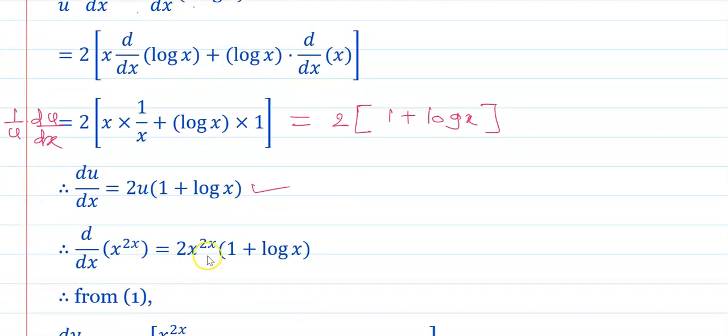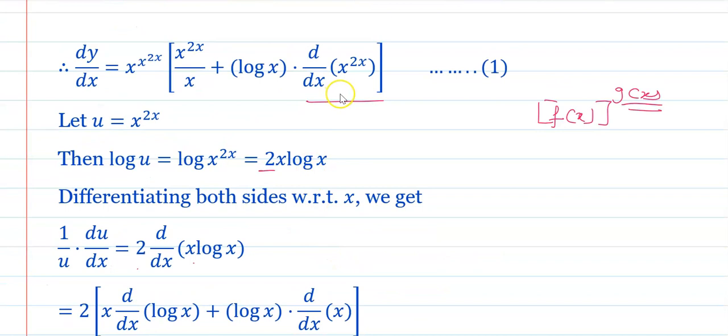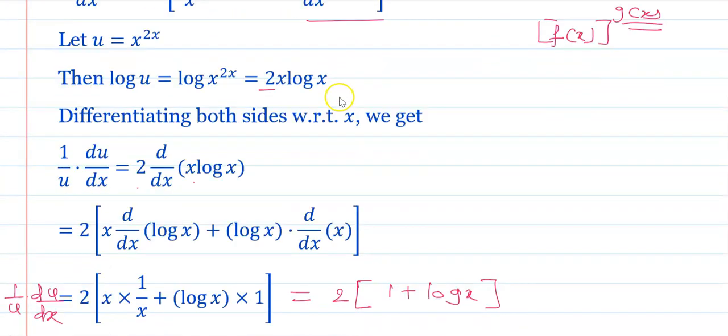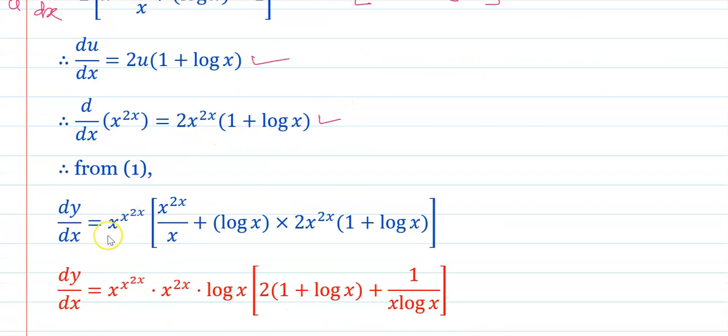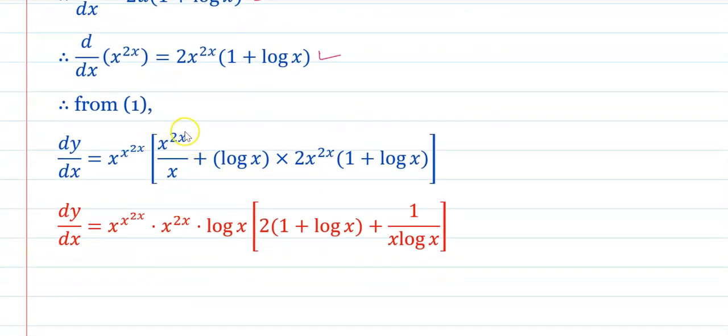Substitute the value of u. What is u? x raised to 2x. And hence, d/dx of x raised to 2x is equals to 2 into x raised to 2x in bracket 1 plus log x. Now, from equation 1, we will substitute the derivative of x raised to 2x here. That is x raised to 2x in bracket x raised to 2x upon x plus log of x into the derivative of x raised to 2x. What is its derivative? 2 into x raised to 2x in bracket 1 plus log x.